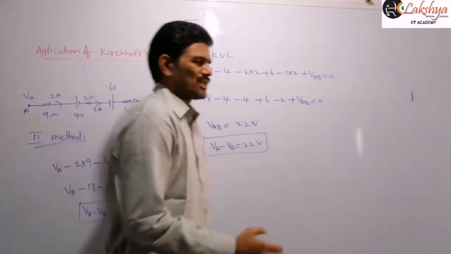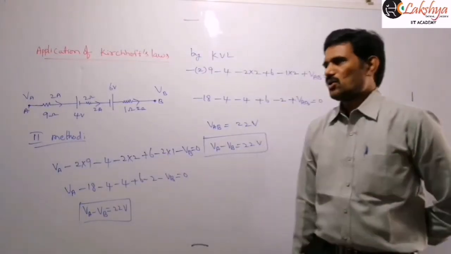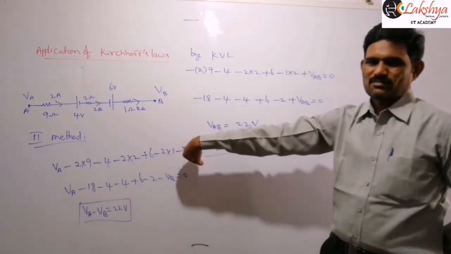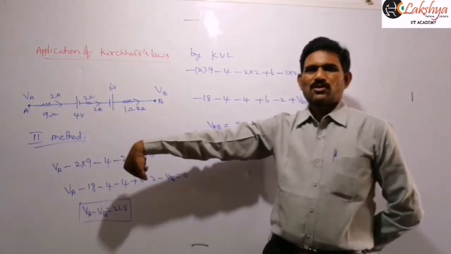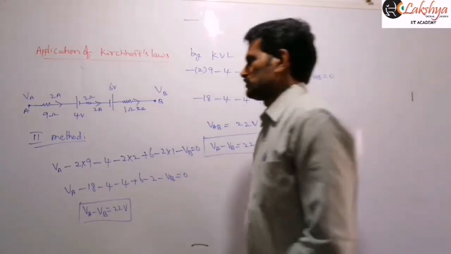That means either you can imagine a cell and assume that cell is connected, or directly from that point to this point you can apply it like this. Got it? So it is a way of finding the potential difference when a certain branch of the circuit is given.